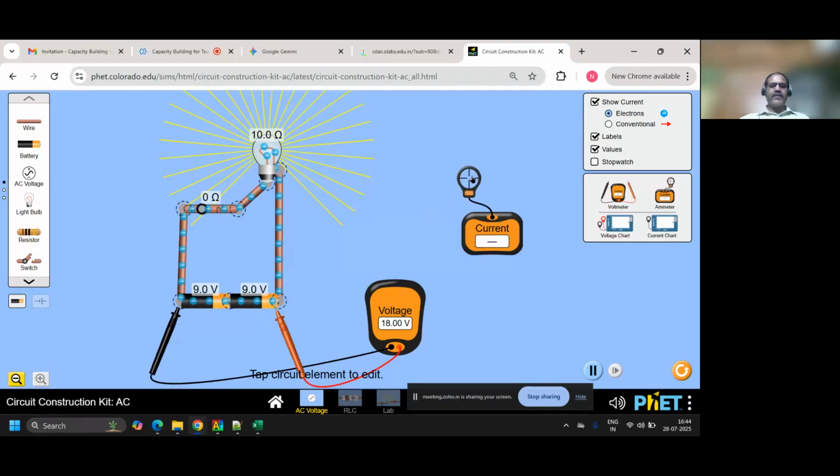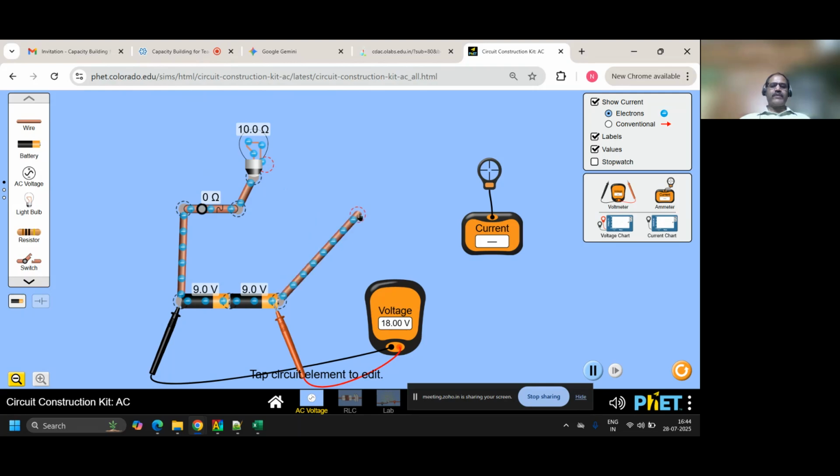I am going to connect two bulbs in serial connection. You might have seen serial bulbs for decoration. Now I take two more bulbs. I connect them in serial connection.